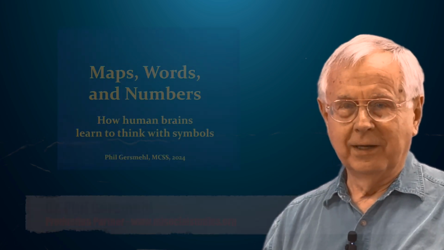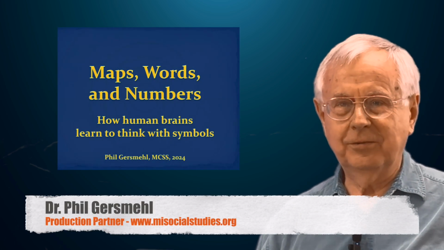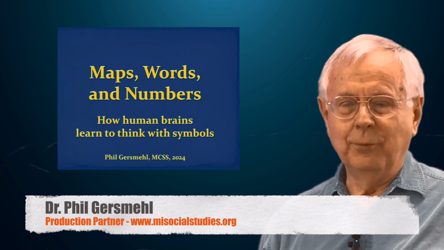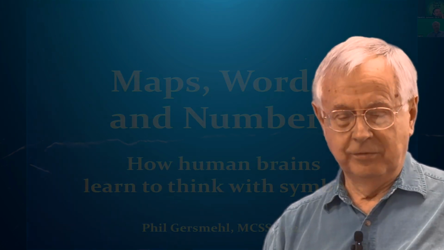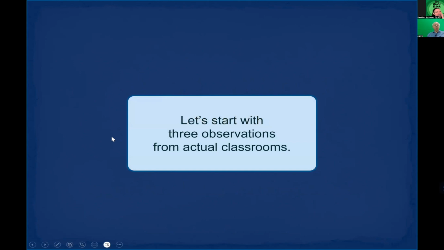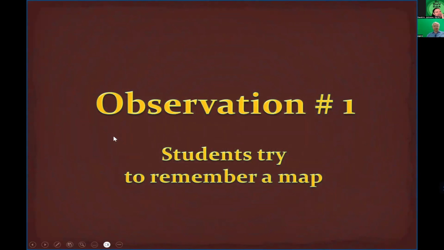Greetings. In this presentation, we're going to look at three key insights from modern neuroscience and how they apply to how we teach about reading, math, as well as maps, and in fact, why we should be doing map lessons already in primary school. So let's start with three observations from actual classrooms.